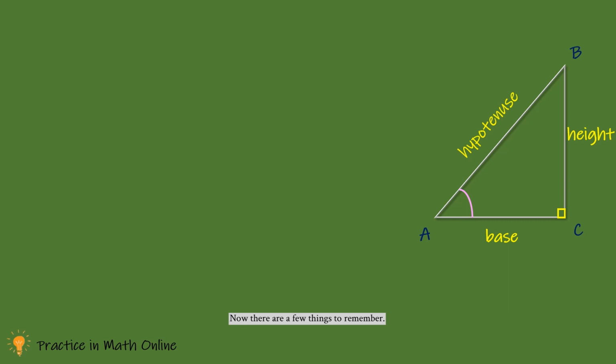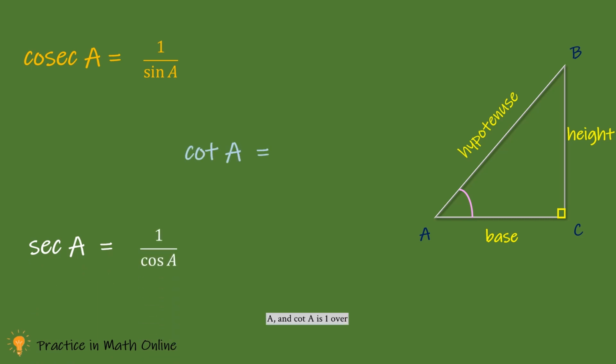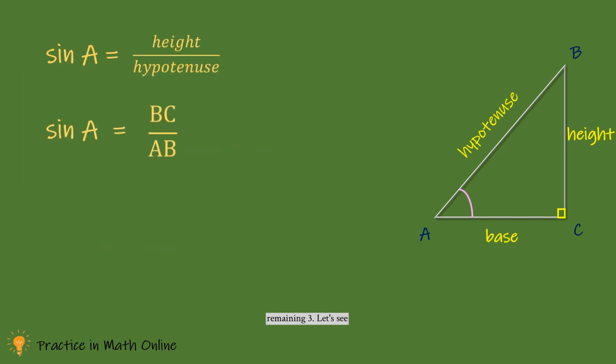Now there are a few things to remember. Cosec A is 1 over sine A. Sec A is 1 over cos A. And cot A is 1 over tan A. That means sine A and cosec A are reciprocals of each other. Similarly, cos A and sec A, and tan A and cot A, are all reciprocals of each other. So you don't have to remember all the 6 trigonometric formulae. What you can do is just remember only 3 of them, and then you can invert them to find the remaining 3.